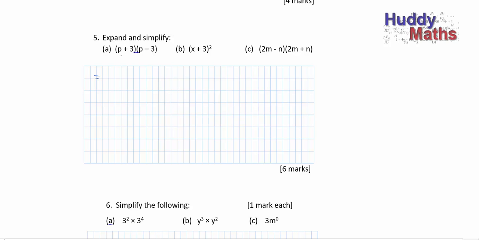So this is a pattern. (a plus b) by (a take b). That's the general rule type. (a plus b), same terms with different sign between them. It always comes to a squared take b squared, doesn't it? Because you've got a times negative b is negative ab, and plus ba. And multiplication is commutative, so ab in that order is the same as ba.